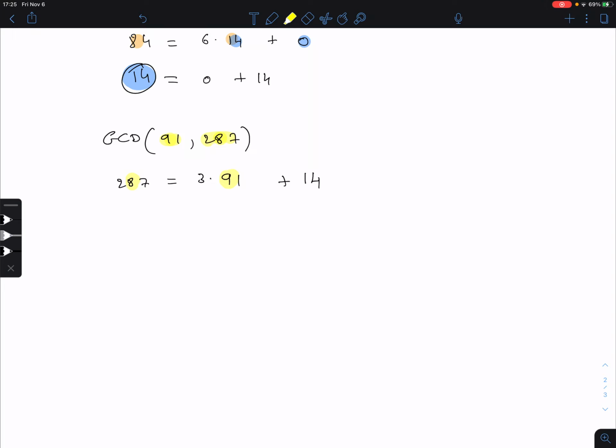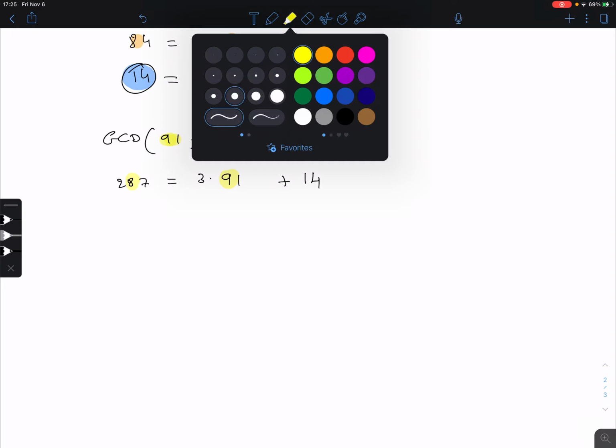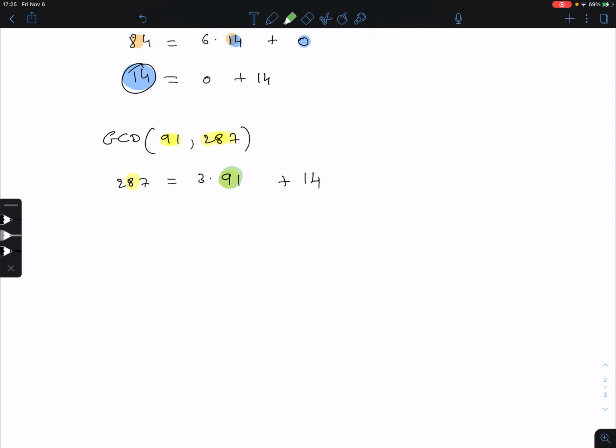What do I do in the next step? I use the smallest of the numbers that I've been using, together with my remainder, and I use these two now to do the division algorithm. So we do 91 here and 14 there. How many times does 14 go in 91? 91 divided by 14 is 6.5, so 6 times. That number would be 84, right? So we need another 7.